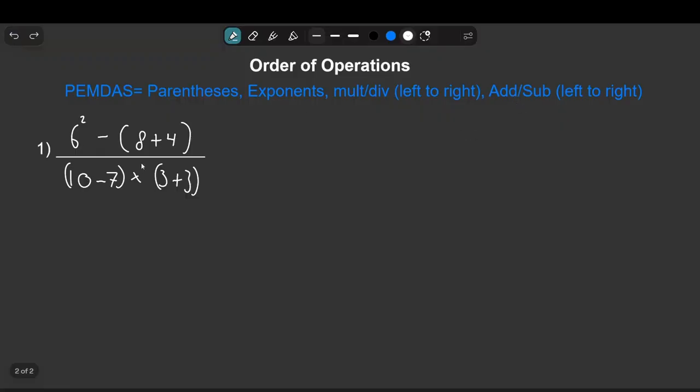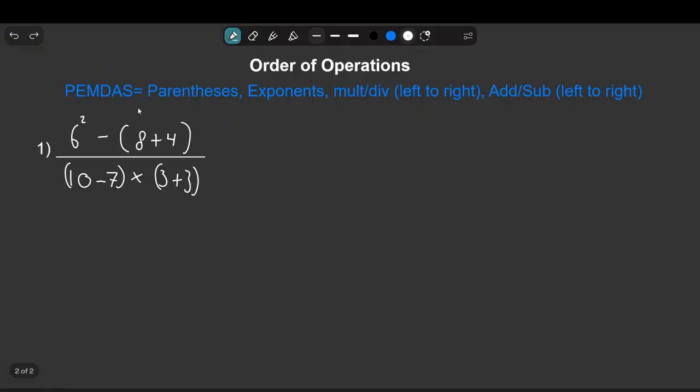So we have a problem here with an exponent, parentheses, a fraction line, and two more parentheses. Oh, and of course multiplication. So, this one's a bit ugly, guys. Let's start off right away. We're going to start with the parentheses, because it is first in our order of operations. It is the first letter of PEMDAS, the P.